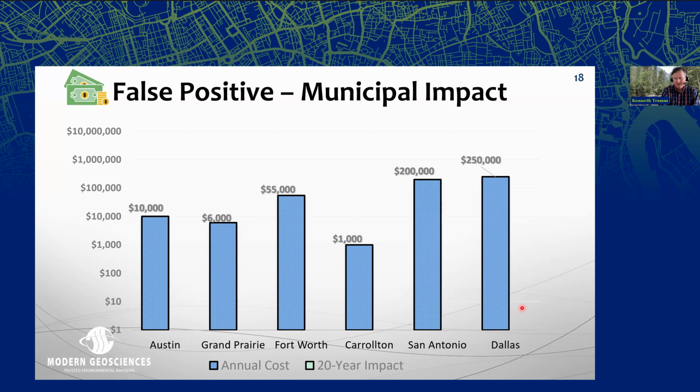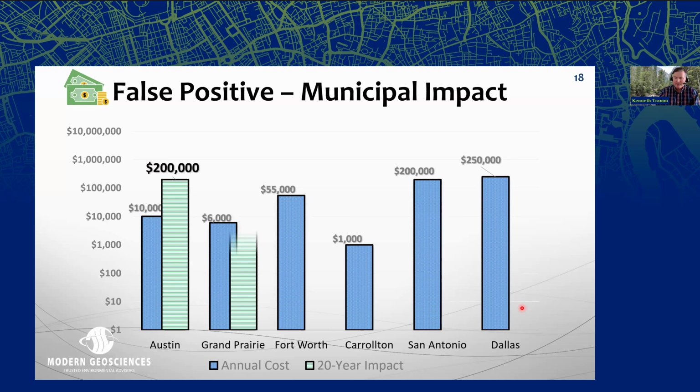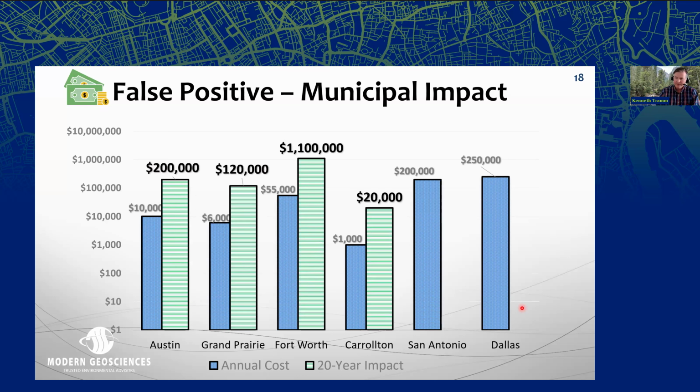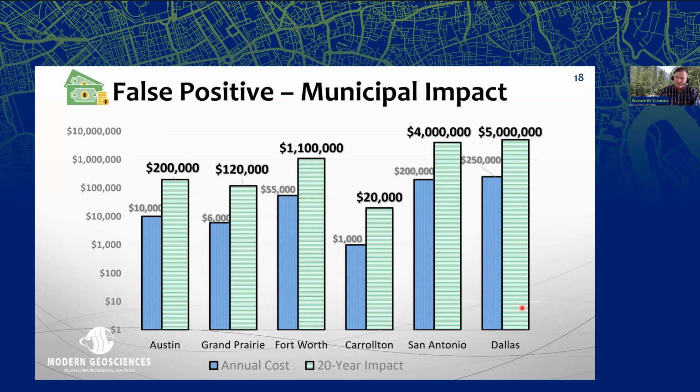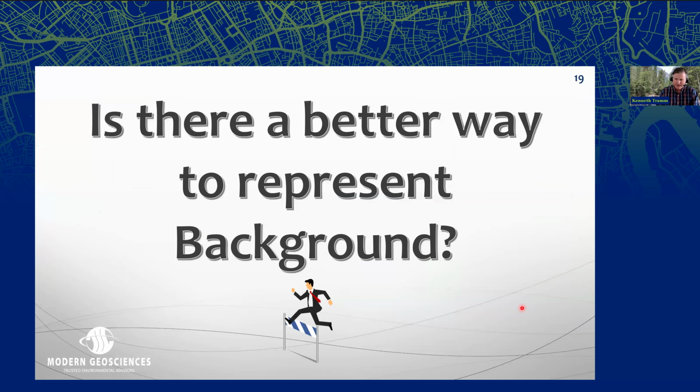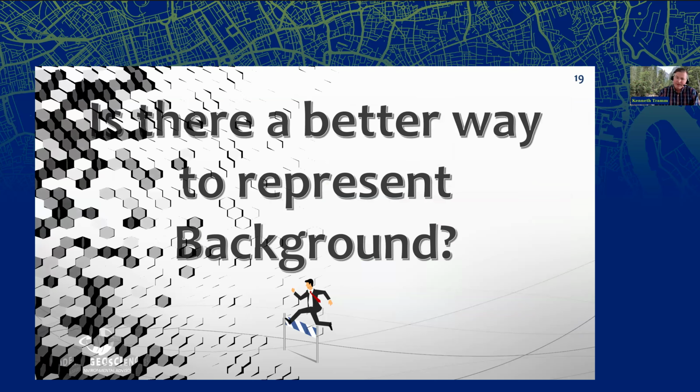So we go to the 15. And then that policy has been in place for 20 years. And so you get to millions of dollars over just these 6 cities, right? It's not to emphasize this, but just to say it's impactful, right? So seeing this led us to ask, okay, what are some options? Is there a better way to represent background? So the answer is yes.